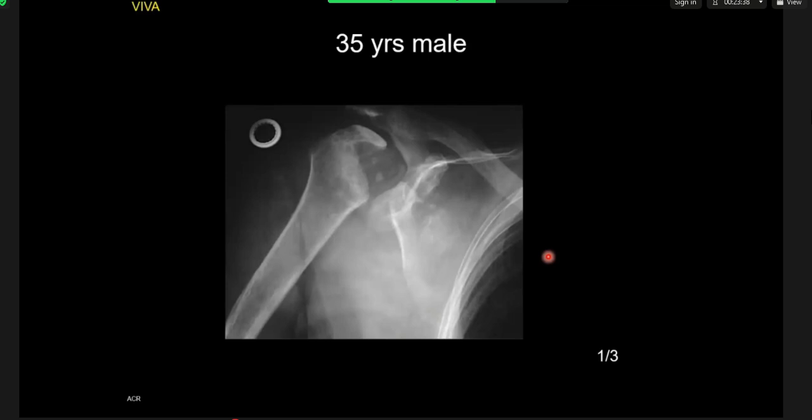There's also expansion of the joint space. Findings are in keeping with the Charcot joint of the right shoulder. My next step would be to image the spine to exclude the syrinx.